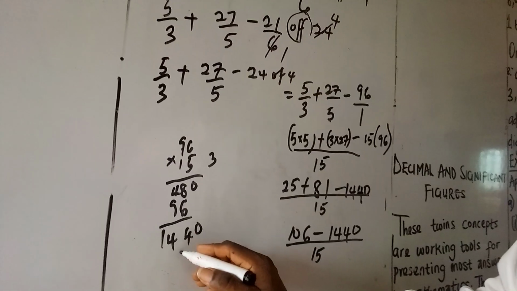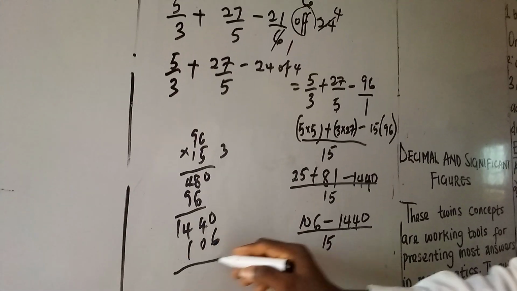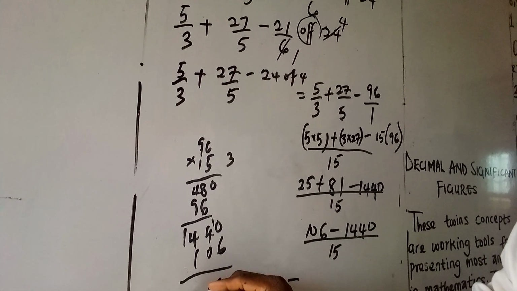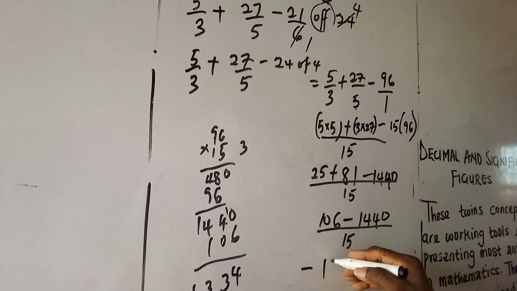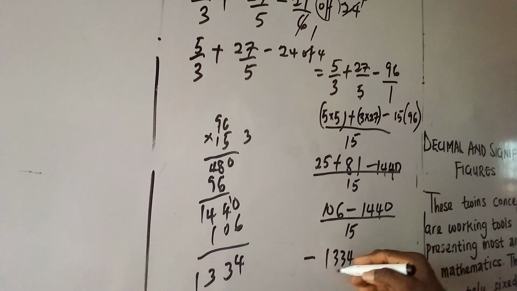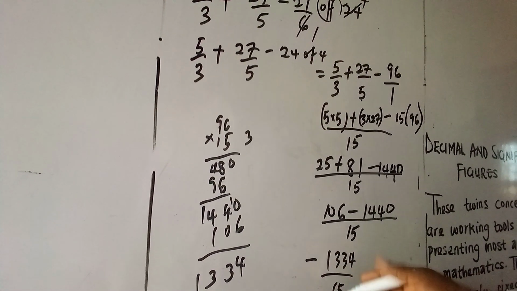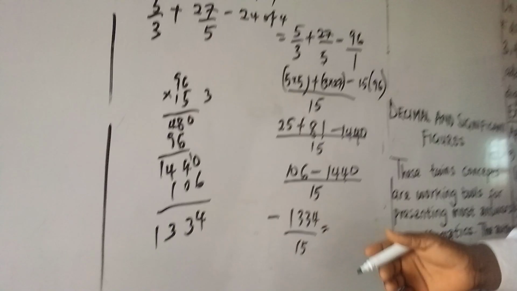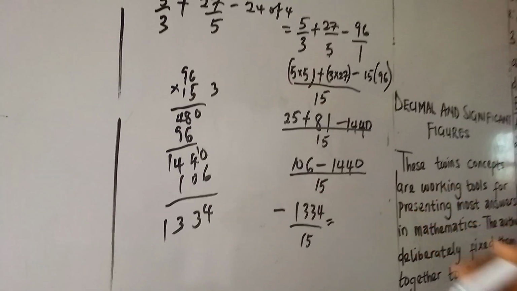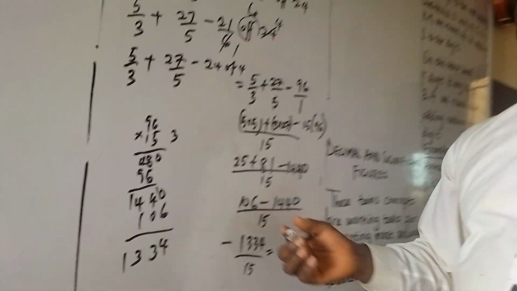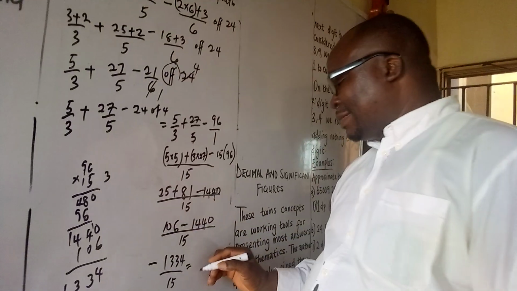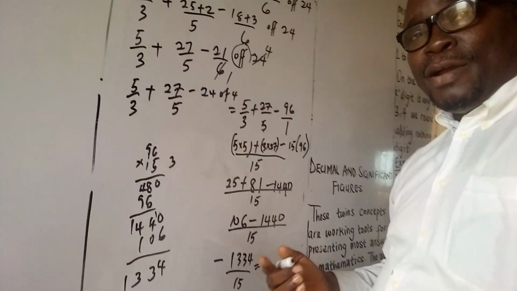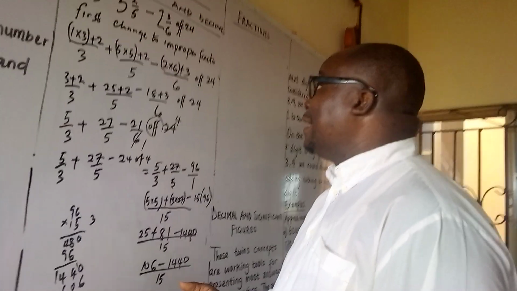So let me put 106. Let's subtract. 1 here gives me 4, 3 here, 3 here, 1. So that's minus 1,334 over 15. You can go further to tell us what it is, either in whole number or in decimal. So you can use your calculator and get your final answer. It will not be a negative value of whatever you have gotten. I hope it is clear enough.